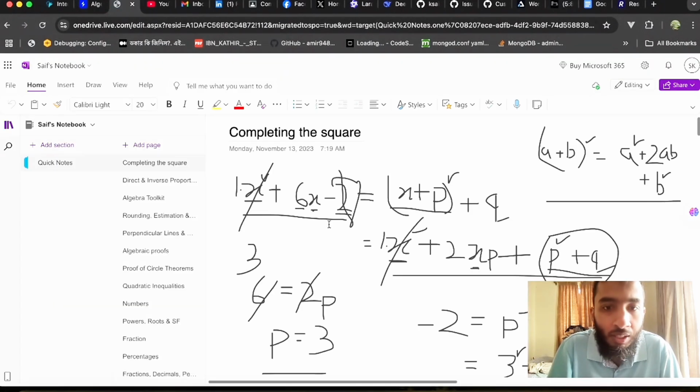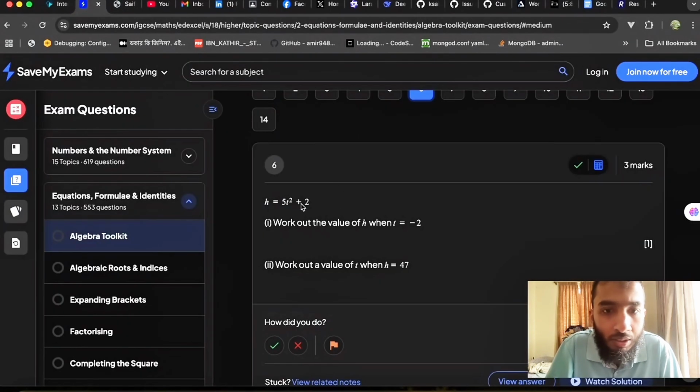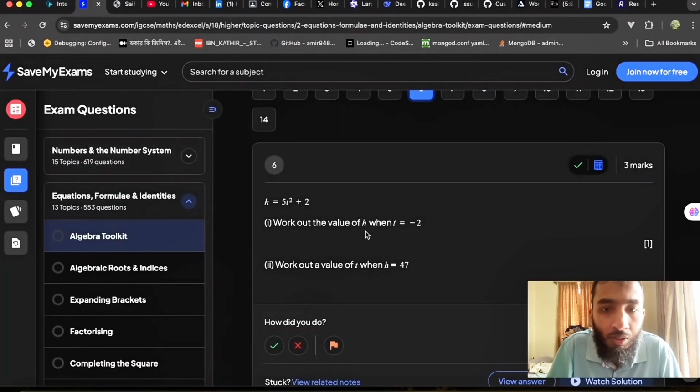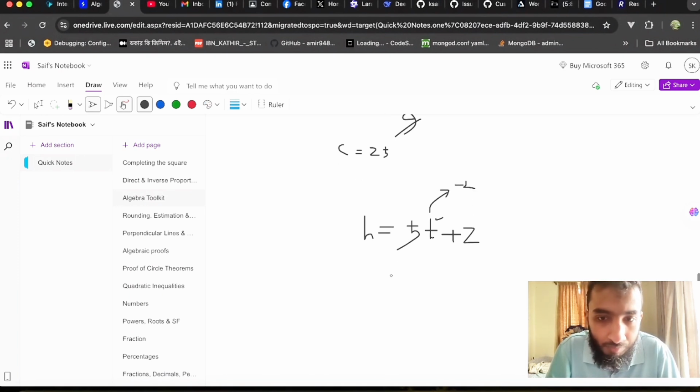So the equation given here, if I go to Algebra Toolkit, is h is equal to 5t square plus 2. So this is the equation given. You have to work out the value of h when t is minus 2. So when the value of t is minus 2, what do we get?